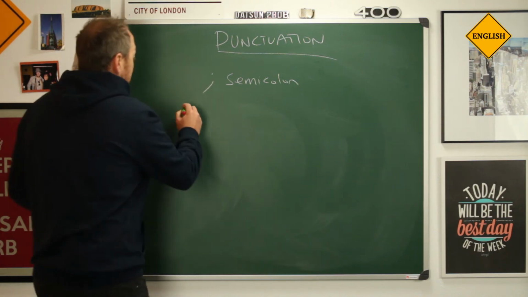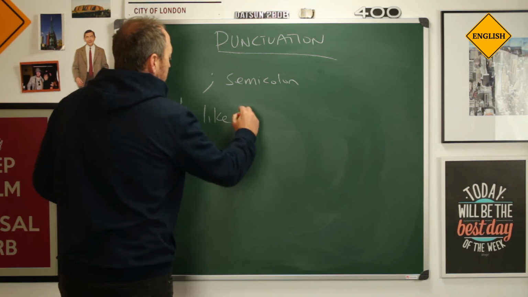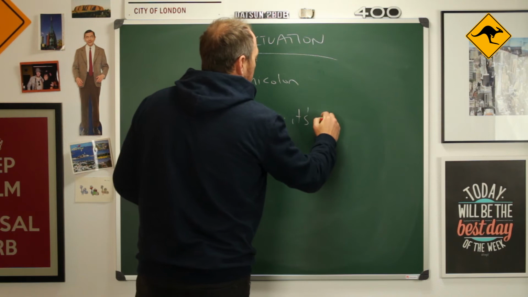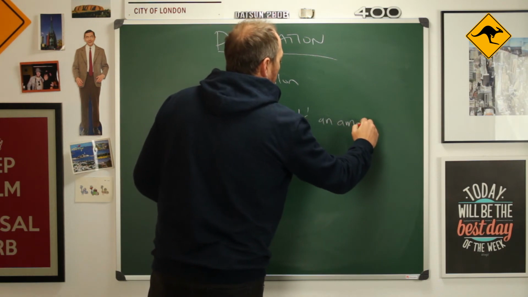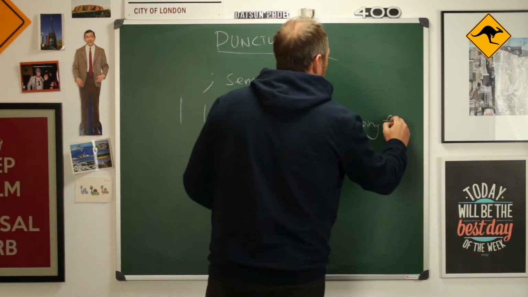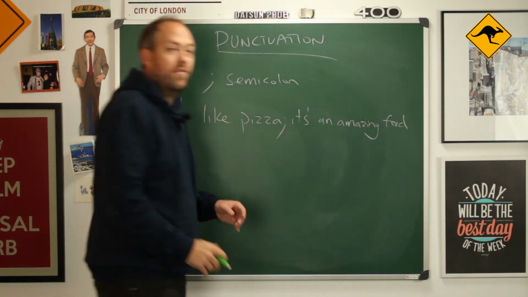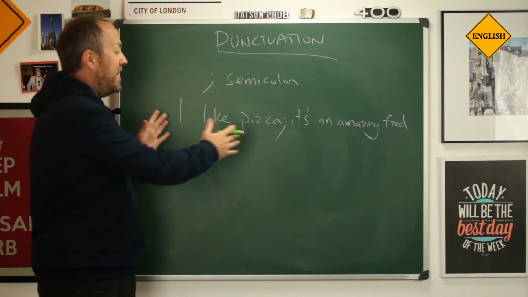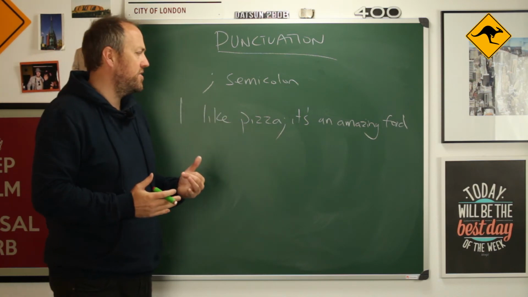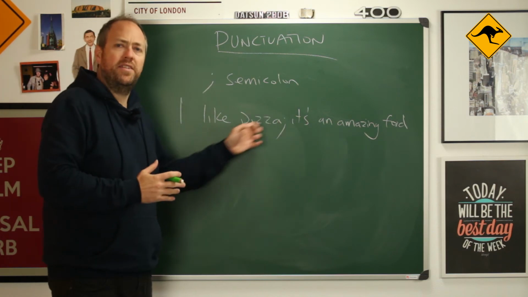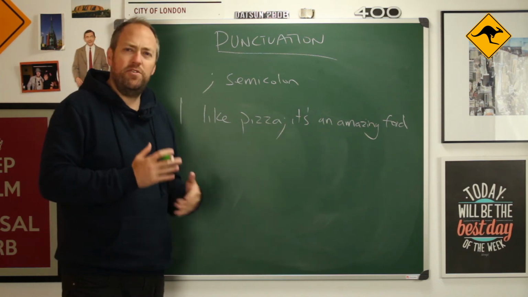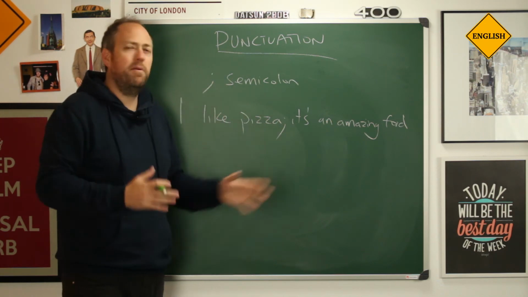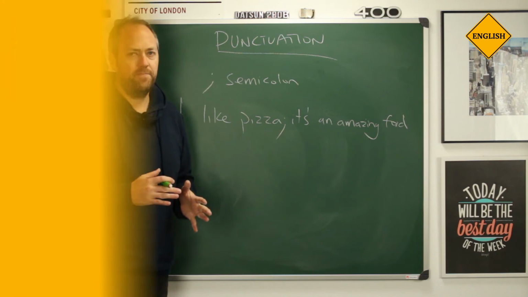For example, you could use it like this. I like pizza, semicolon. It's an amazing food. So here we avoid repeating the subject, okay? And we can see the two ideas rely on each other, but it gives you a little bit more space in your mind, okay, mentally when you're reading. A little bit more space than a comma, more of a pause.